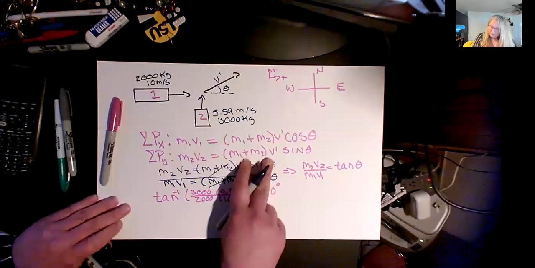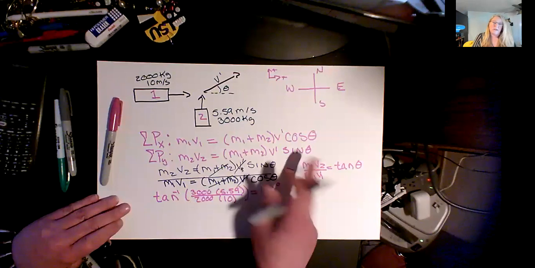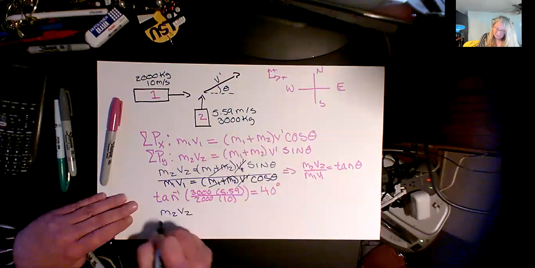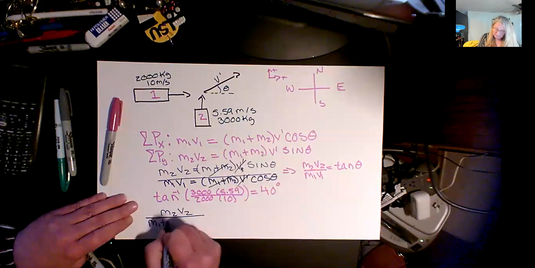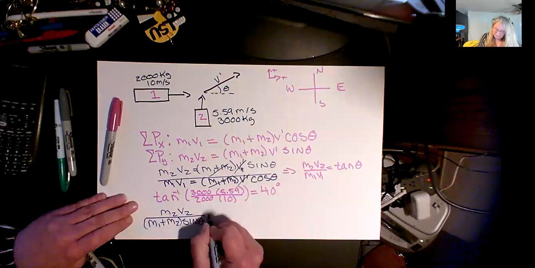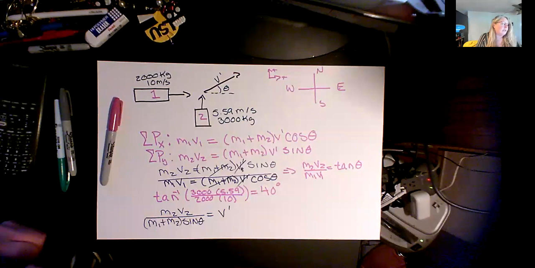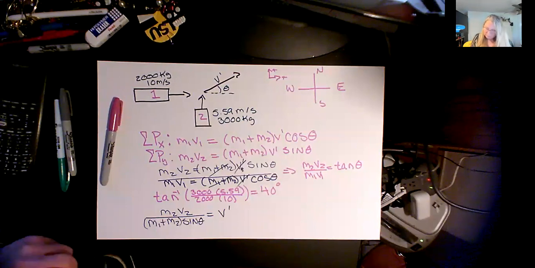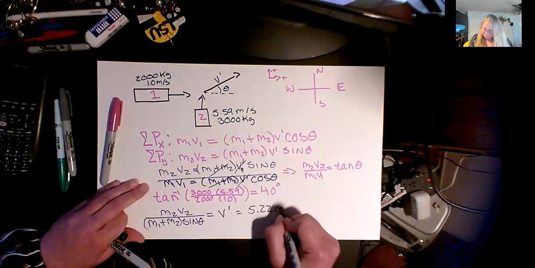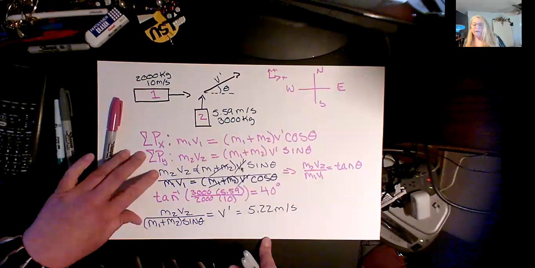And so what I'm going to do, I'm going to divide M2V2 by M1 plus M2 times sine theta. Again, if you did it with cosine, that would be fine too. So I have M2V2 divided by mass 1 plus mass 2 times sine theta. And that will give me my V prime. So I put that into my calculator and I get that V prime is 5.22 meters per second.